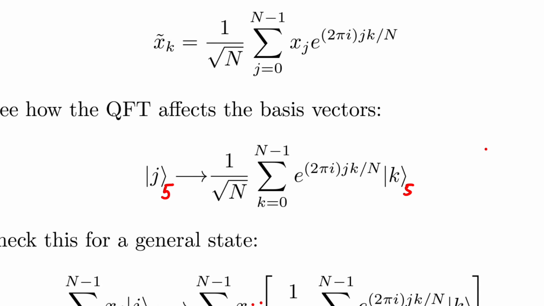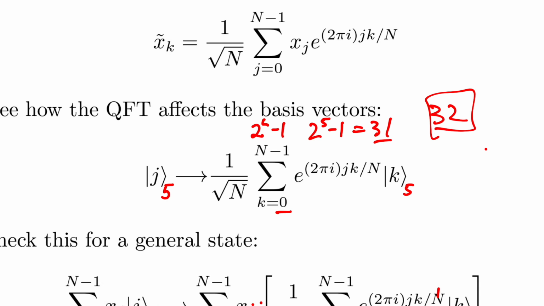So the summation is over k equals 0 to n minus 1. And a reminder, n is 2 to the L minus 1. So in our case, it would be 2 to the 5th minus 1, which would equal 31. Starting from 0 to 31, you get 32 states in your register basis.